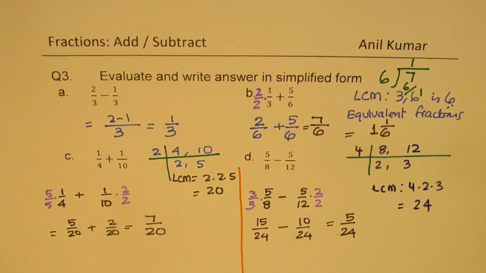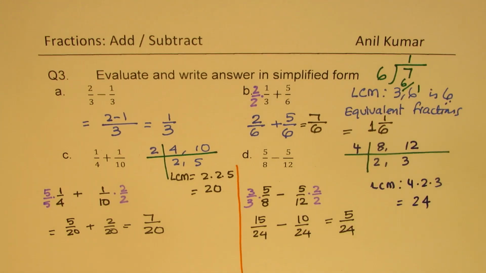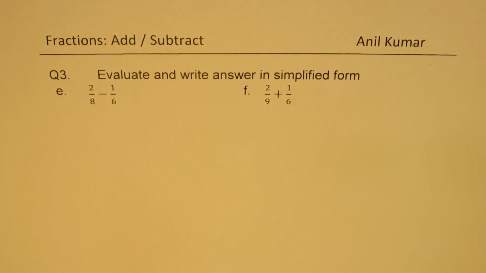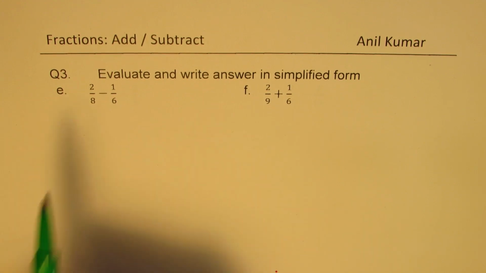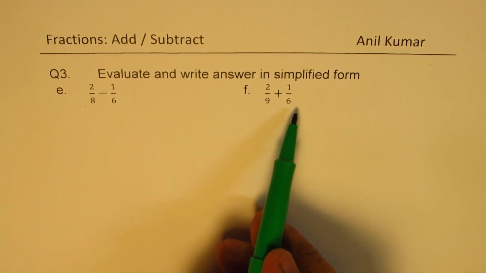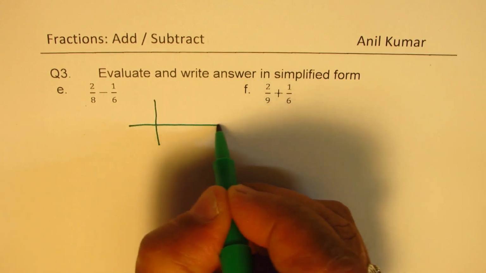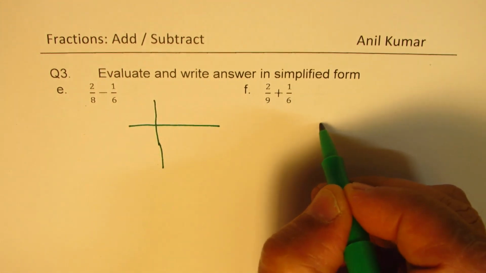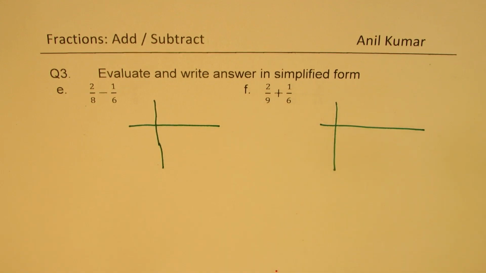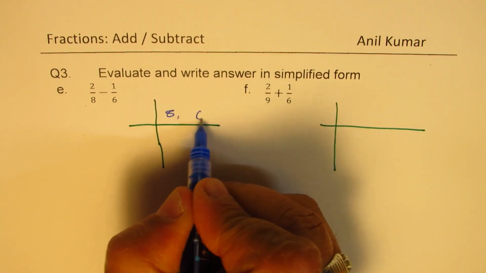Is that clear to you? Perfect. So that is how we are going to do it. So now let's take more examples. You can actually pause the video and try these questions yourself. These are for your practice. Okay, so once again, let's repeat our steps. We have different denominators in both the cases. So the first step for us is to find the lowest common denominator, right? For both the numbers, we'll find the lowest common denominator. The numbers for us are 8 and 6.